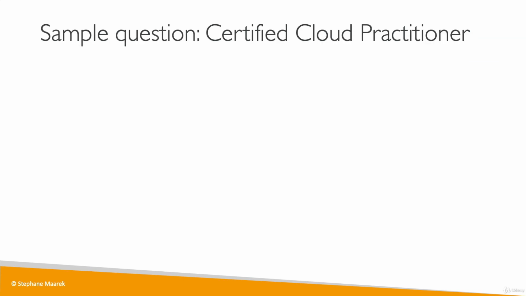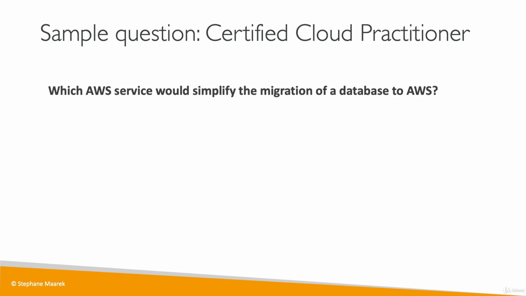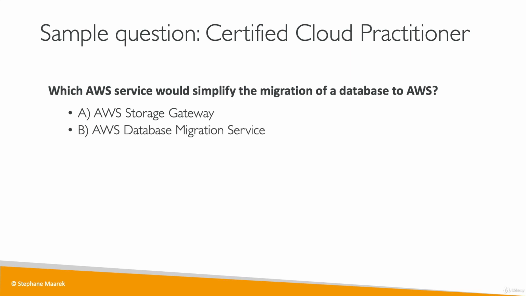So now we're preparing for a certification. I want to show you the type of questions you're going to get. This is a sample question from the exam, which says which AWS service would simplify the migration of a database to AWS. And we'll have 4 answers: Storage Gateway, Database Migration Service, EC2, and Amazon AppStream 2.0.